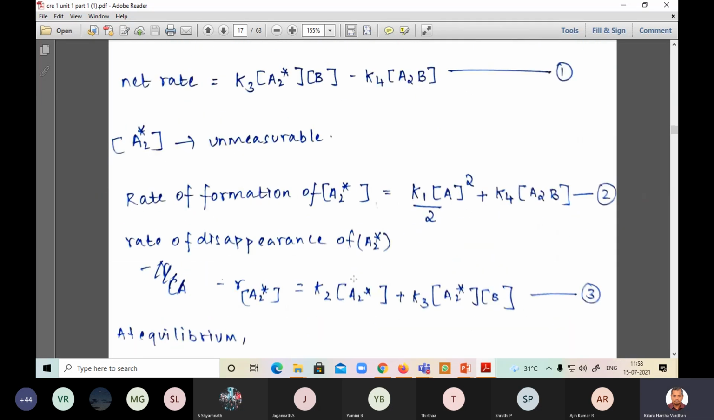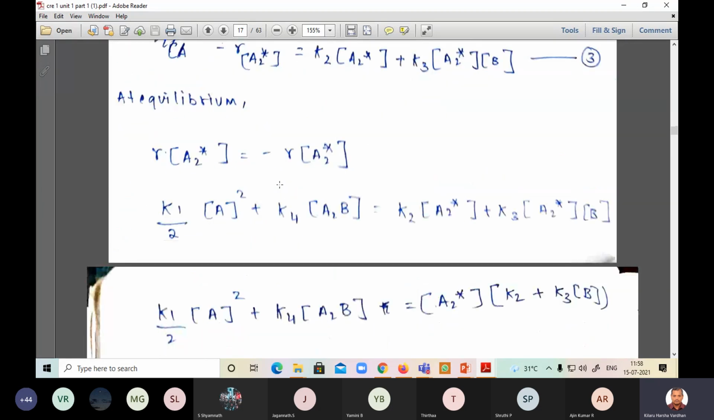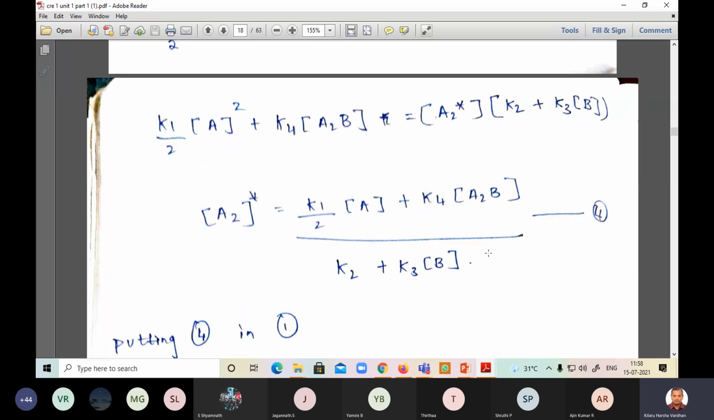What is the first equation? First equation is this. This A2 star, which is unmeasurable, we found out how much it is. A2 star, here it is in measurables. A we can measure, the concentration of A. A2B we can measure. K1, K4, K2, K3 are rate constants, and B also we can measure. So you are writing an unmeasurable quantity in terms of measurables now.